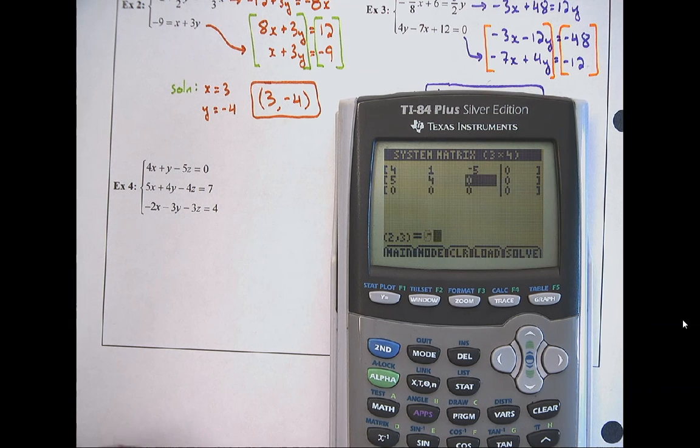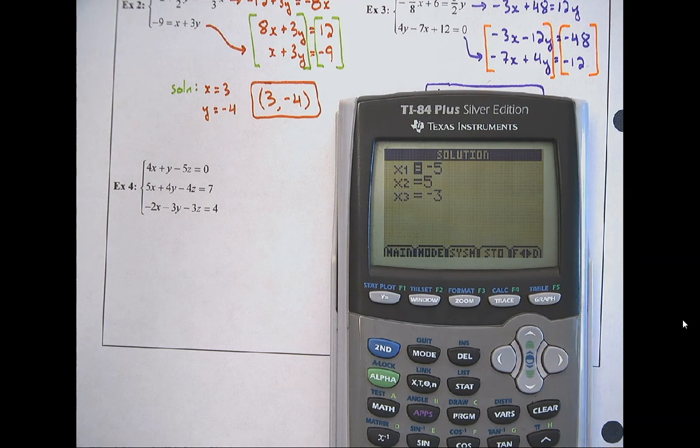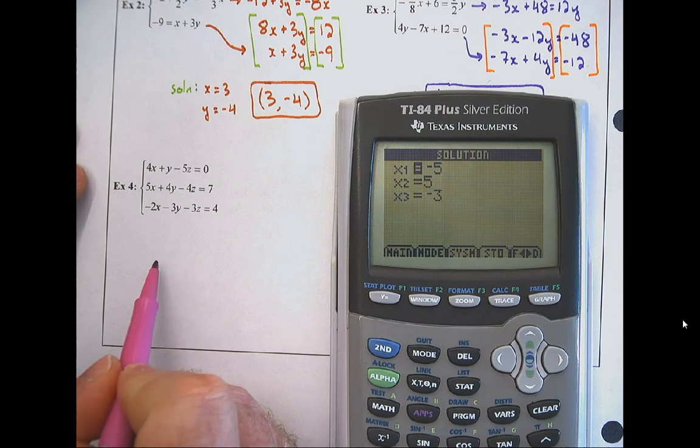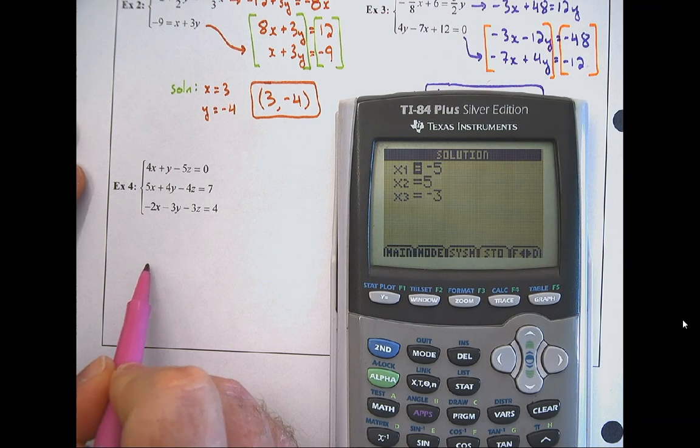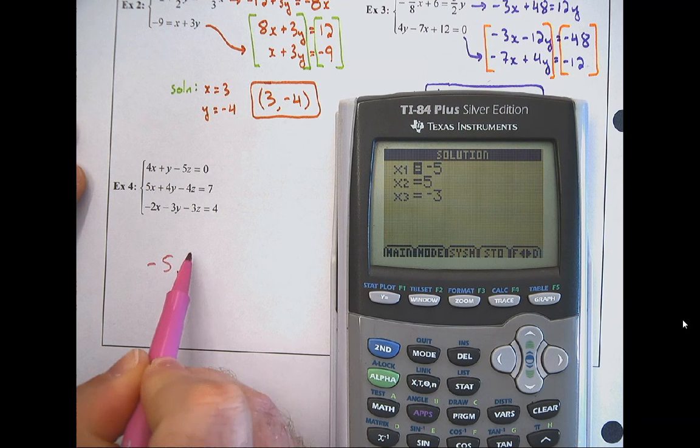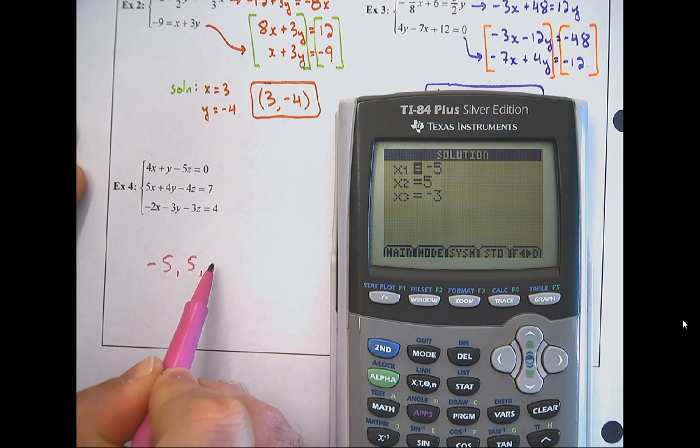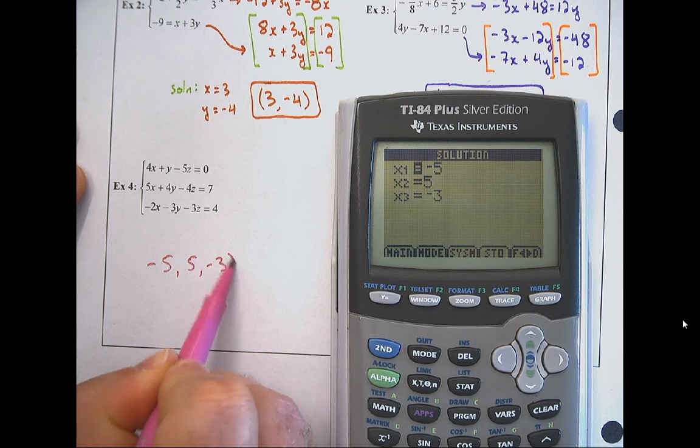5, 4, -4, and 7. -2, -3, -3, and 4. And then solve. Here's your solution. So x would be -5. y would have to be 5. And z would have to be -3.